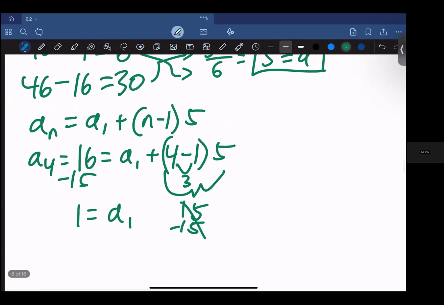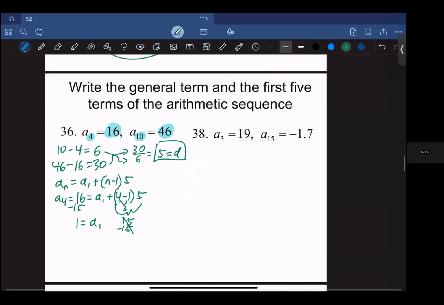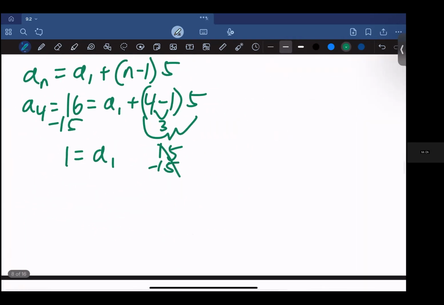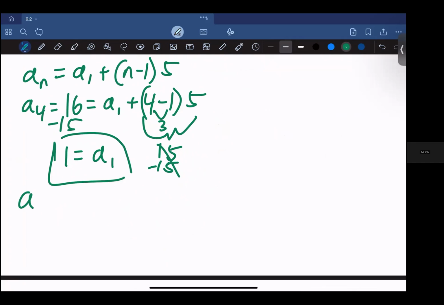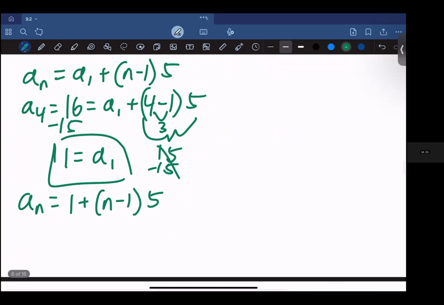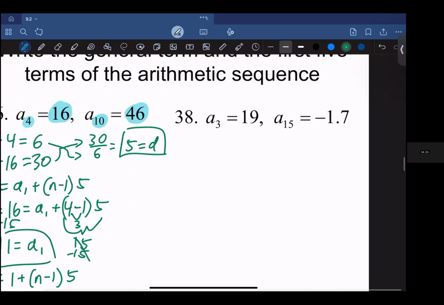Awesome. So let's go ahead and write this into our original equation. We have 1 plus n minus 1 times 5. And let's write out the first 5 terms of this. Our first term is 1, and we're seeing differences of 5. So this would be 1, 6, 11, 16, and 21. All right, so go ahead and try this next one too.